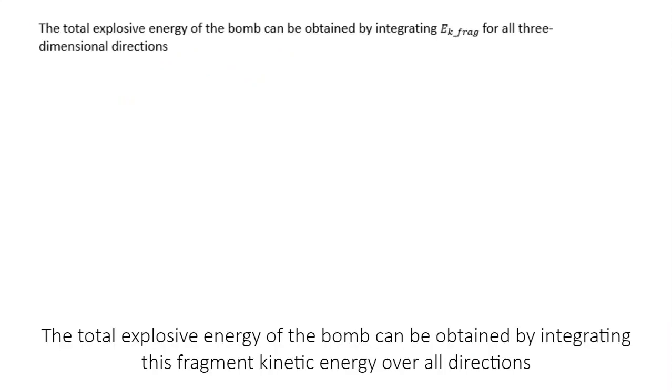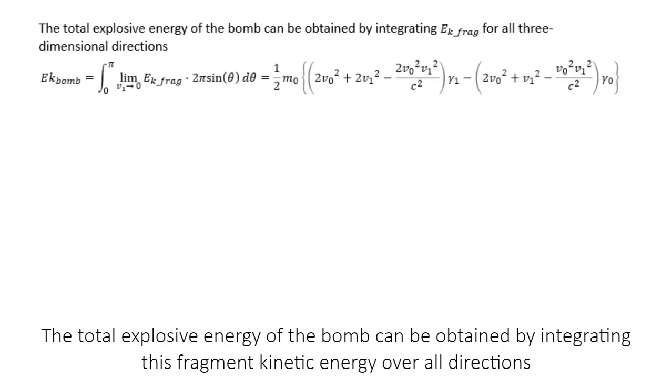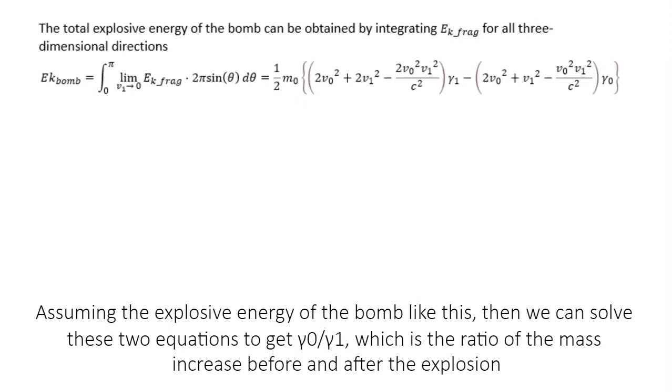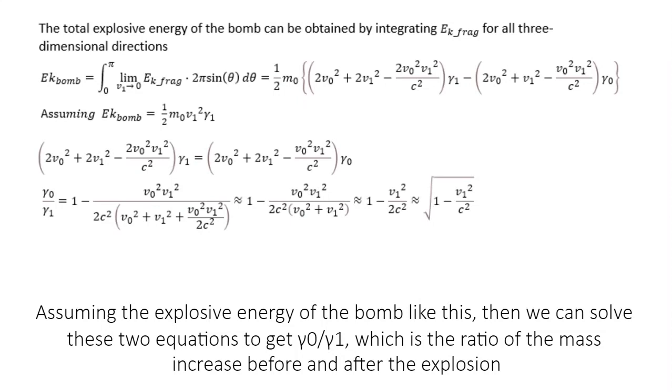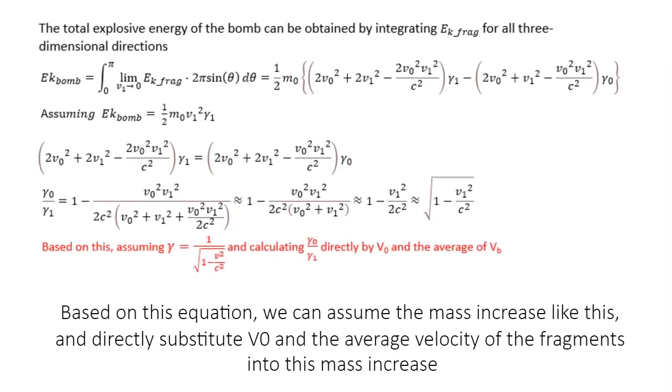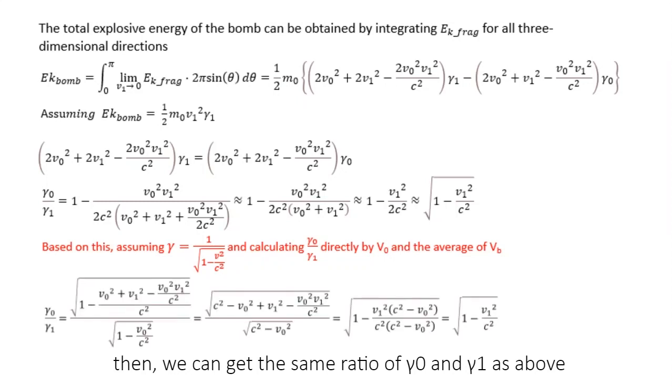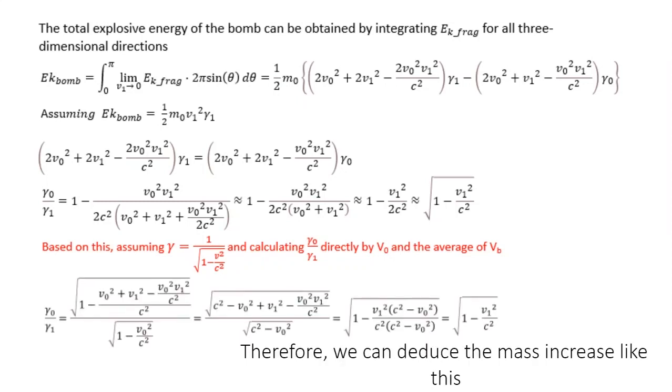The total explosive energy of the bomb can be obtained by integrating this fragment kinetic energy over all directions. Assuming the explosive energy of the bomb like this, then we can solve these two equations to get gamma0 gamma1, which is the ratio of the mass increase before and after the explosion. Based on this equation, we can assume the mass increase like this, and directly substitute v0 and the average velocity of the fragments into this mass increase. Then, we can get the same ratio of gamma0 and gamma1 as above. Therefore, we can deduce the mass increase like this.